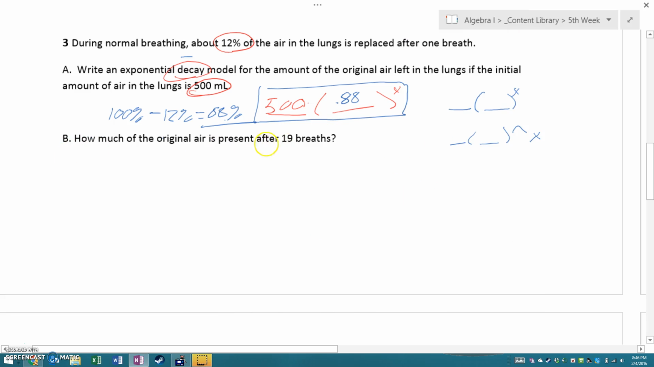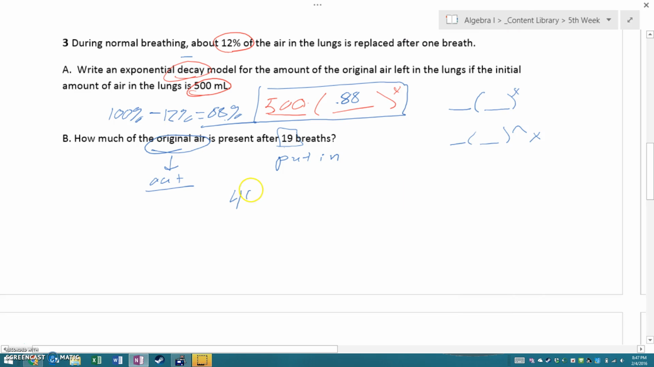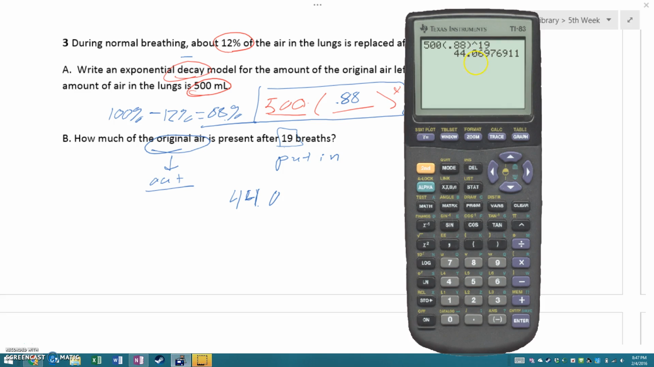Now this part B, how much of the original air is present after 19 breaths? So I'm giving you something to put in, and I want to know how much original air there is left over, so that's what you're going to get out. So I'm going to put in a 19, so I'll pull up here on the calculator, 500 times 0.88, there's my factor, to the 19th power after 19 breaths. Enter. 44.07.